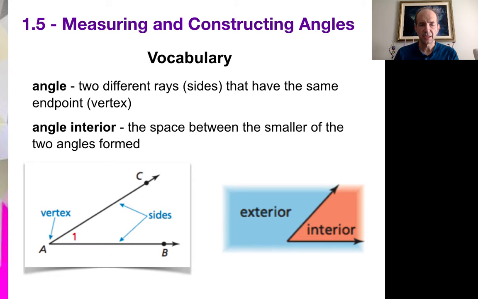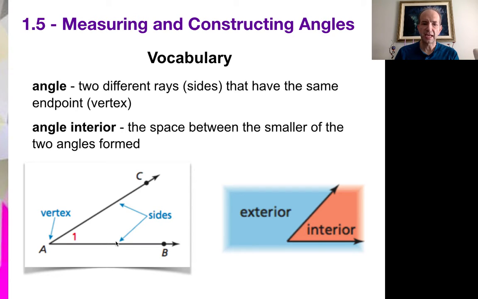There's also this concept of the interior of an angle. The interior of the angle is the smaller of the two angles. So you could actually consider that this outside area here is also an angle, but that's called the exterior. So the interior of the angle is usually what we're most interested in, and that's the smaller of the angles.